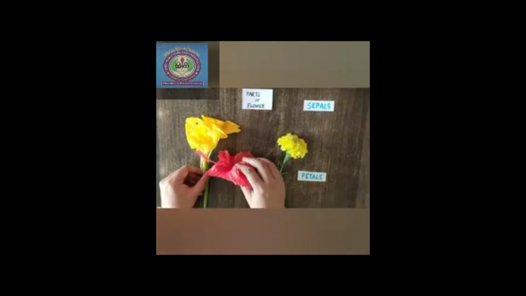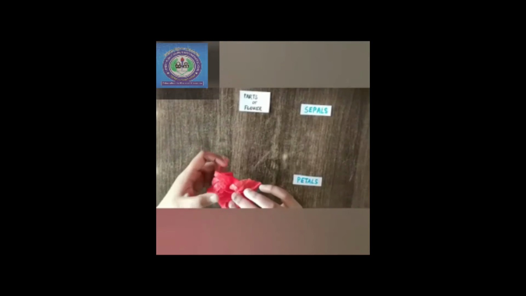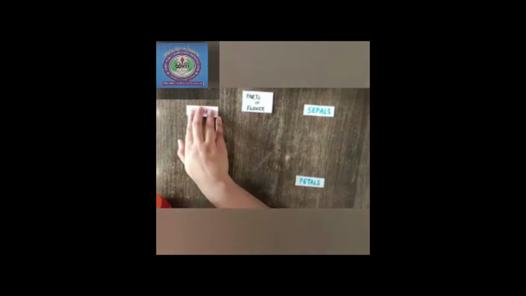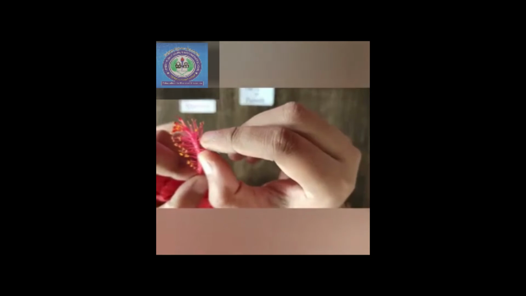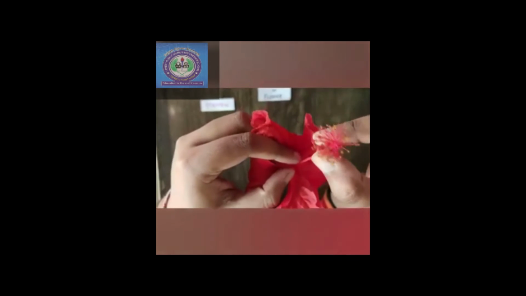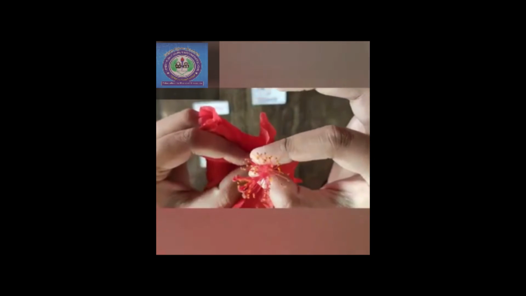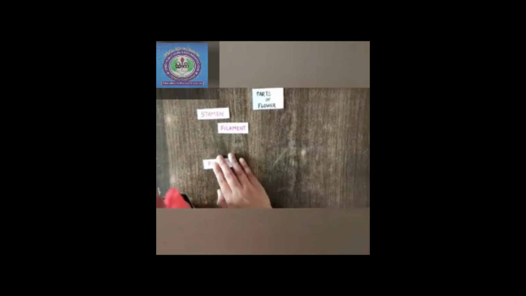Now we are going to learn about the reproductive parts of the flower, and we have two parts. One is stamen and one is pistil. Stamen is the male reproductive part. As you can see in this hibiscus flower, this long and very thin part is the whole stamen. And can you see this long part? This is the female reproductive part, and it is known as pistil. In the stamen we have three parts: filament, anther, and pollen grains.